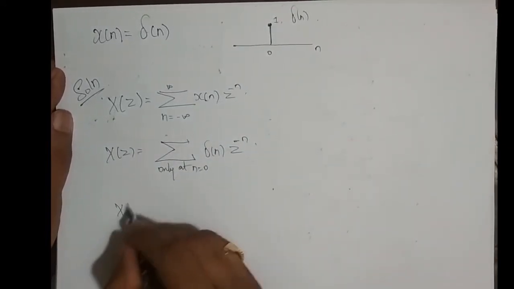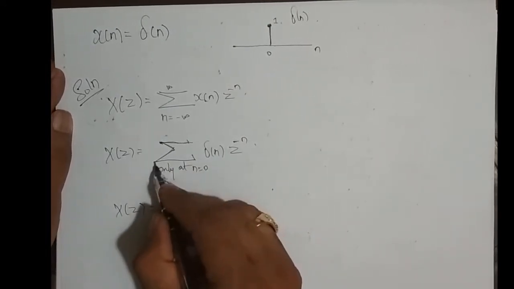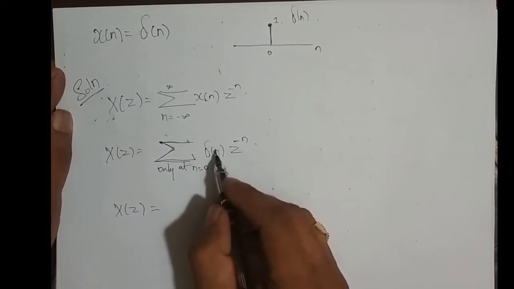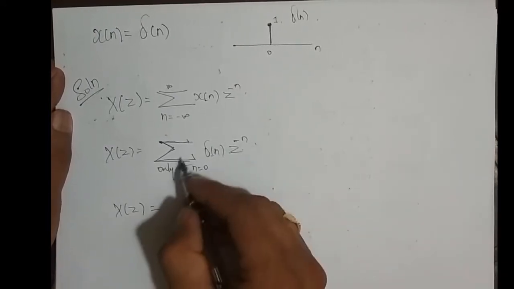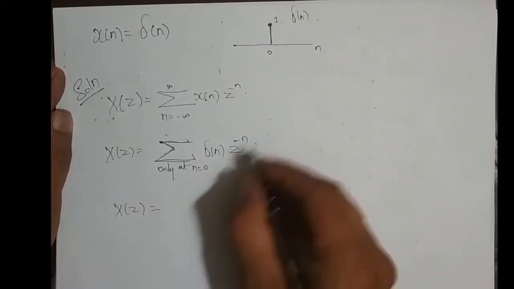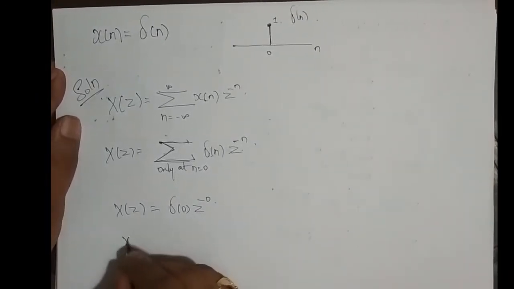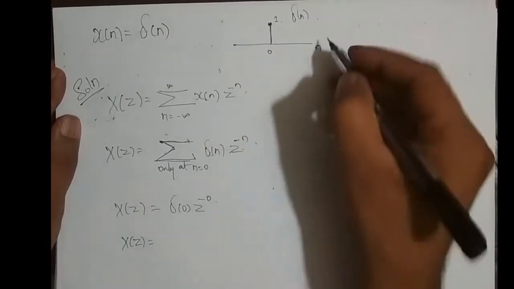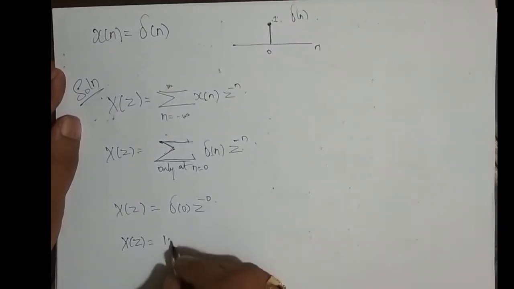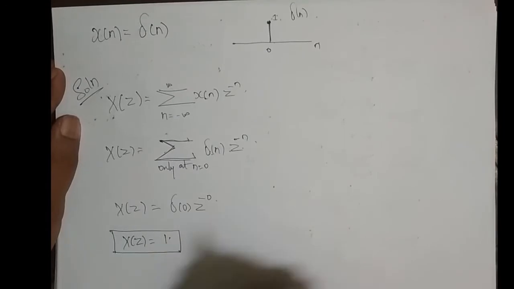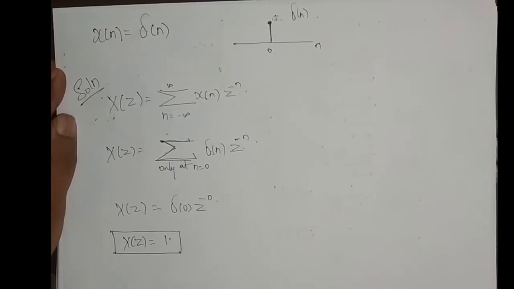Okay, so x of z is equal to, now this summation does not have any meaning, right? Because this sequence has value only at n equal to 0. So I'll apply n equal to 0 to the sequence and remove this summation. So what I get is delta of 0 z power minus 0. Fine. So x of z is equal to, what is the value of delta of 0? Delta of 0 at n equal to 0 is 1, right? 1 into, what is z power 0? It is 1. Okay, so this is the Z transform of a unit impulse function. And what about its ROC?